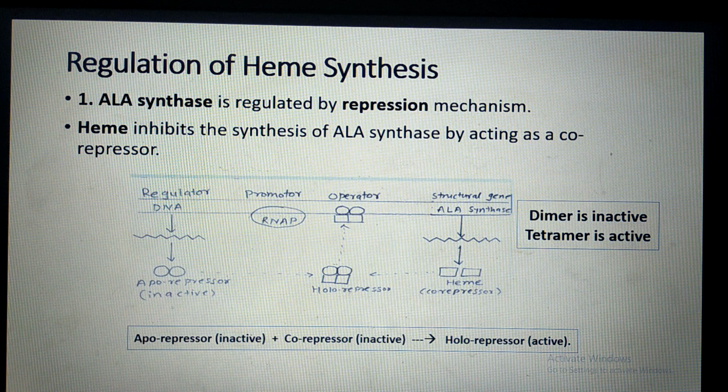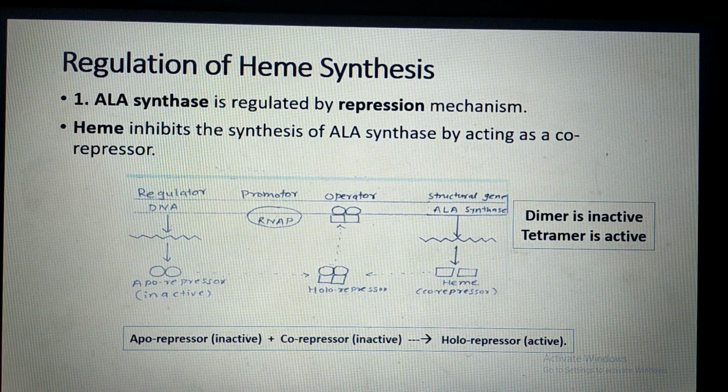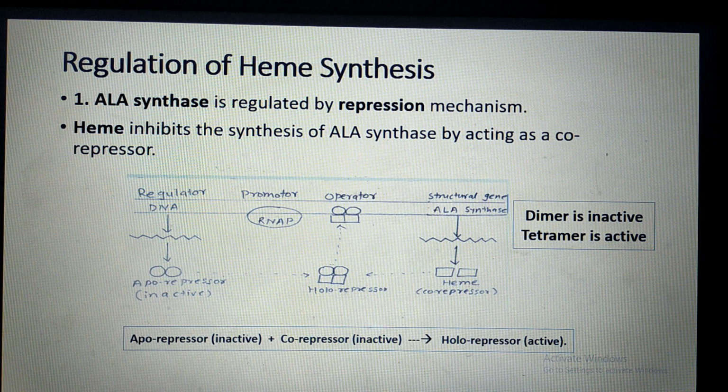When heme is available in large quantity in the cell, this heme binds with the aporepressor. This heme is called the co-repressor. Now this aporepressor and co-repressor combine to form a tetramer called the holorepressor. This tetramer holorepressor is active, which binds at the operator site.